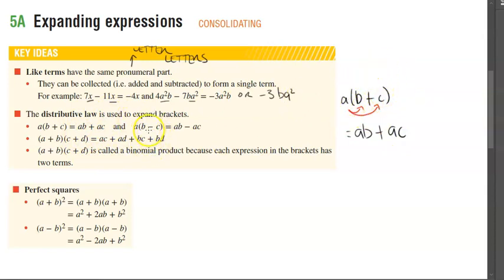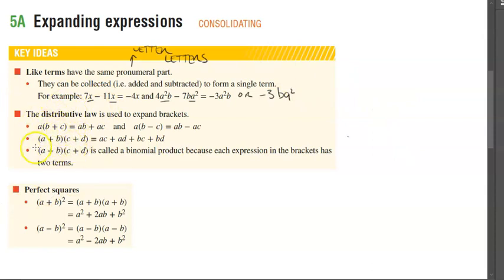Similarly, if you have a subtraction in the middle of b and c, same concept, a times b, which is ab, but in this case, because it's positive a times negative c, we end up with a negative ac, because a positive times a negative will result in a negative term. It's ab minus ac.